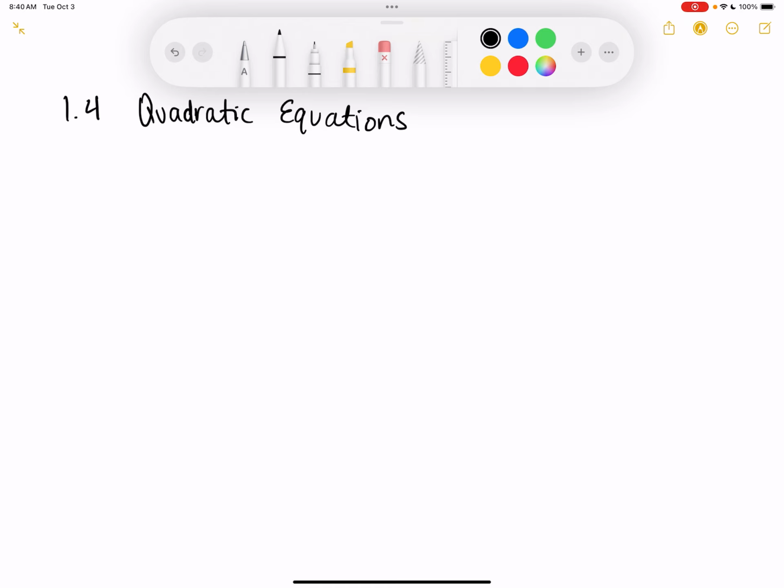All right, so the first problem says to solve each equation using the zero factor property. So that is the first thing that should have been in your notes. So basically we're just factoring and then setting each piece equal to 0.